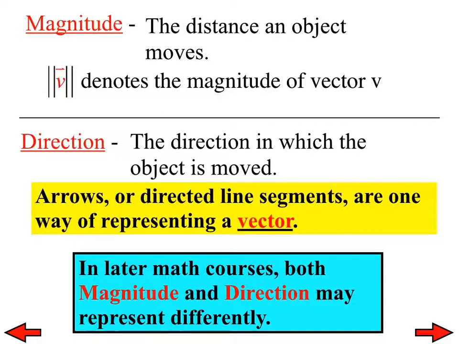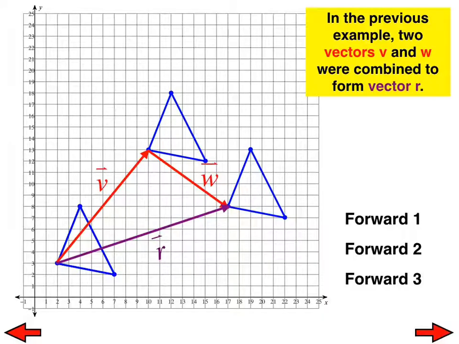So let's go back to that original picture where we took a triangle and translated it and then translated it again. And it looked like this.